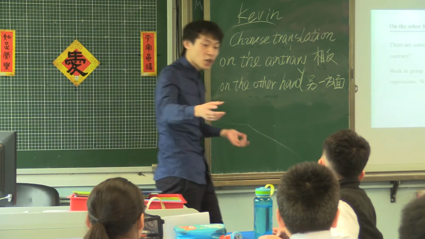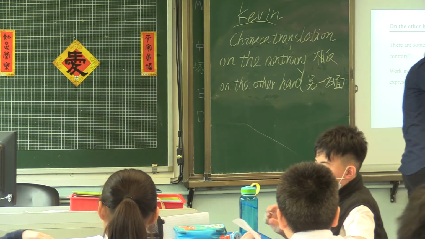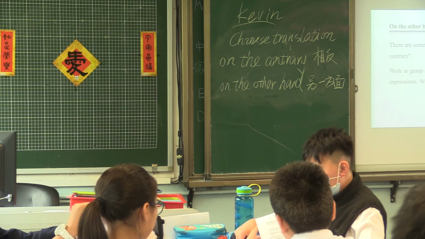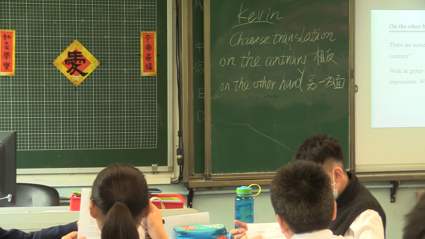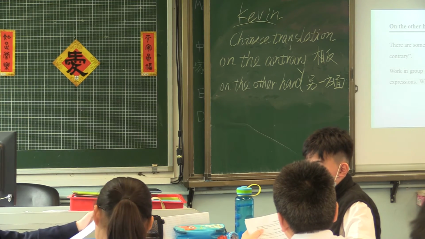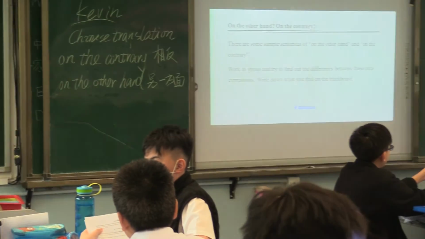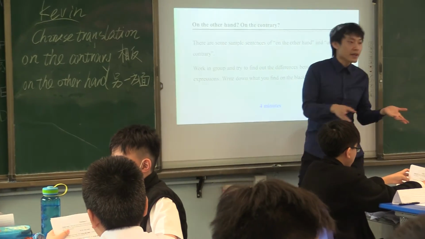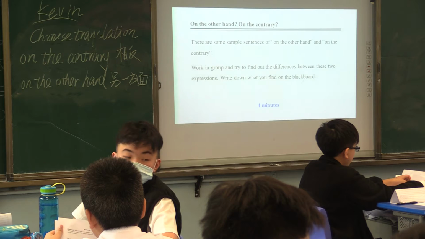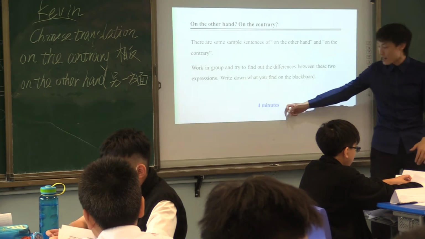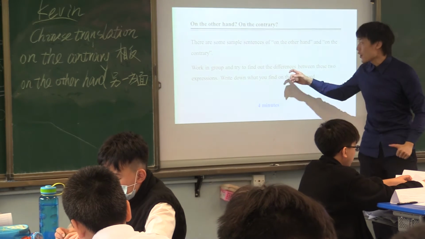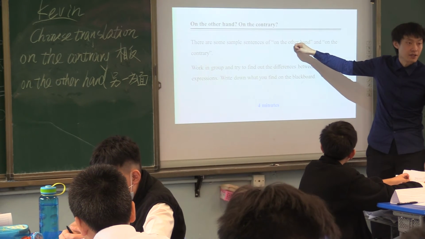So now, let's take a look at worksheet 2. Just flip the page. Okay, worksheet 2. There are some sample sentences of on the contrary and on the other hand. So now, I think maybe you discuss in groups will be better. Okay? So now, let's discuss in groups. I'll give you 4 minutes. And you try to find out the differences between on the contrary and on the other hand.